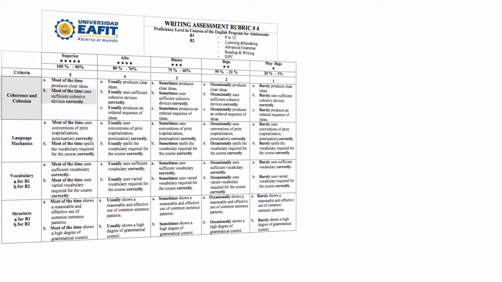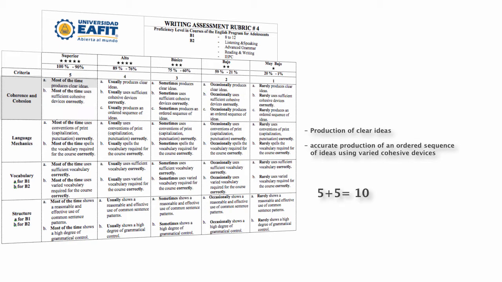Now let's see how to get the final grade for coherence and cohesion. Remember, there are 2 descriptors in this aspect: production of clear ideas and accurate production of an ordered sequence of ideas using varied cohesive devices. For the first one, the grade was 5, and for the second one, the grade was 5. So we just have to add 5 and 5. Divide the total by 2, the number of descriptors, and the result, 5, is the final grade for coherence and cohesion.